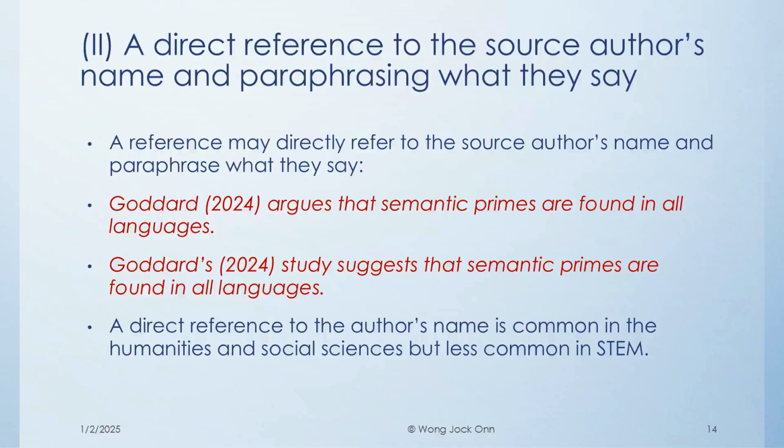Example 1. Goddard argues that semantic primes are found in all languages. Example 2. Goddard's study suggests that semantic primes are found in all languages. As mentioned, a direct reference to the author's name is common in the humanities and social sciences but less common in STEM. However, paraphrasing what is said is commonly found in all disciplines.